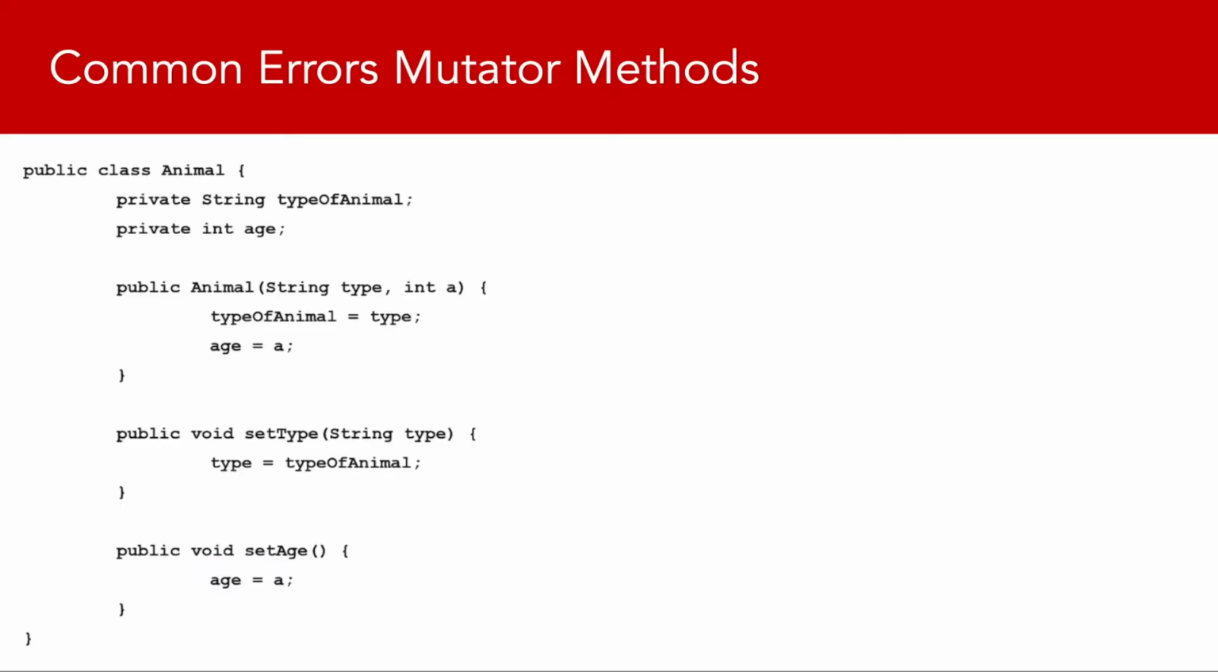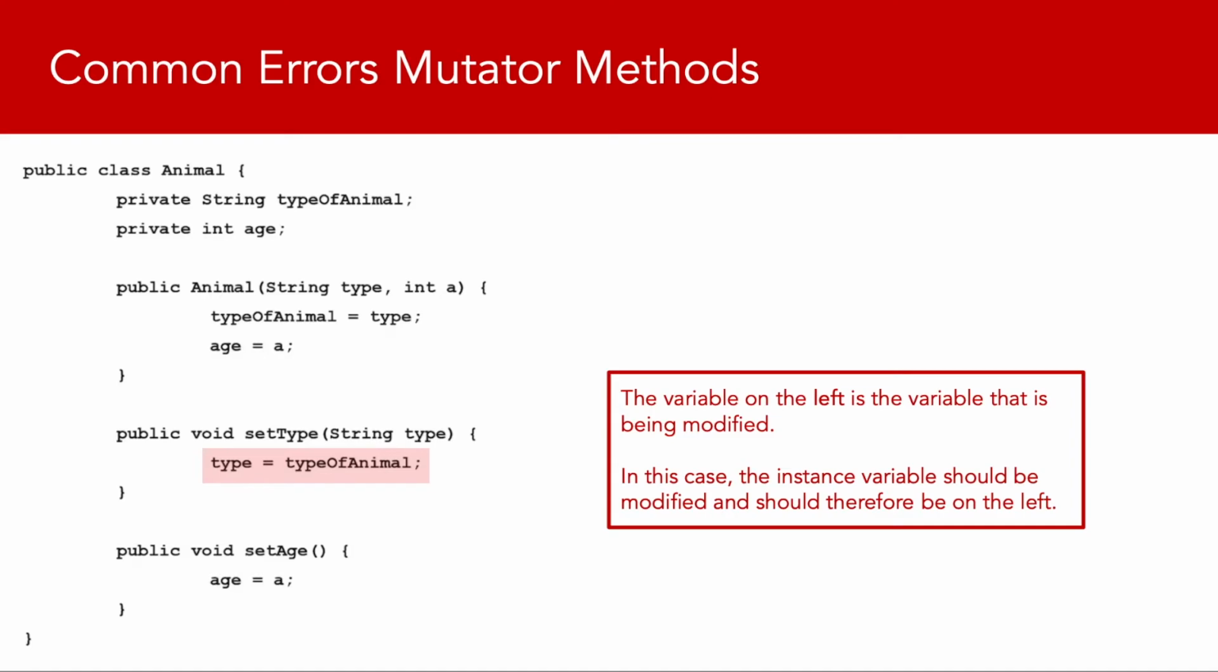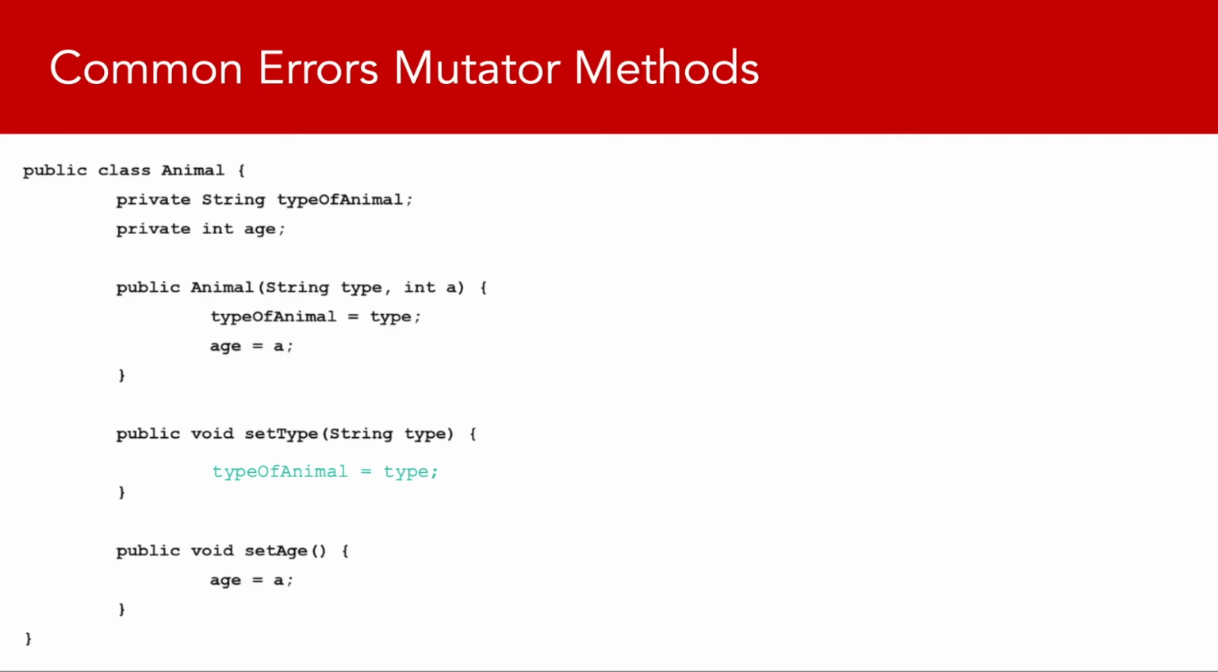Common errors with mutator methods. Look at this class. What are the errors in this code? Remember, the variable on the left is the variable that is being modified or assigned a value. In this case, the instance variable should be modified and should therefore be on the left. This is what the code should look like.